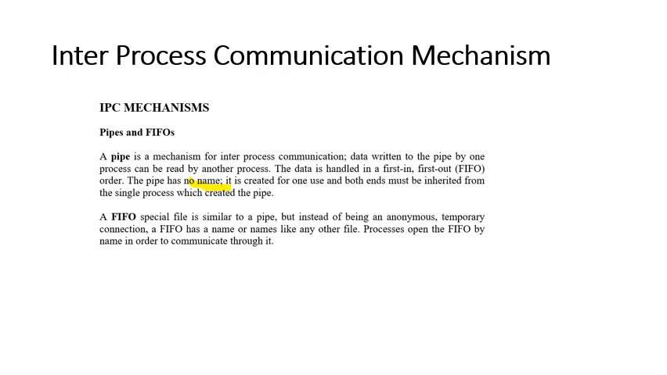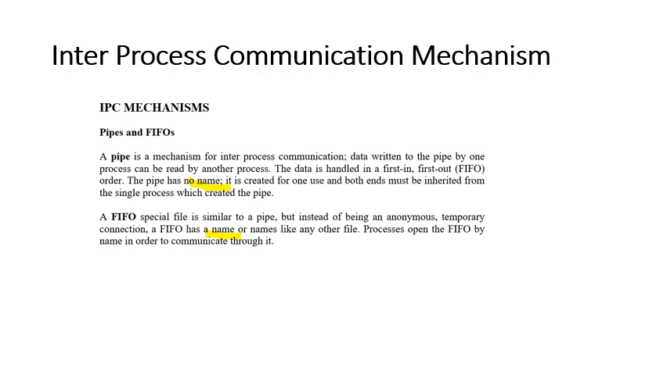Next, coming to the FIFO: it is a special file which is similar to a pipe. A pipe is a mechanism for interprocess communication, but the FIFO is a temporary connection and it has a name. A pipe doesn't have a name, but a FIFO has a name like any other file. Processes open the FIFO by name in order to communicate through it. If any process wants to communicate through it, it opens it by the name.